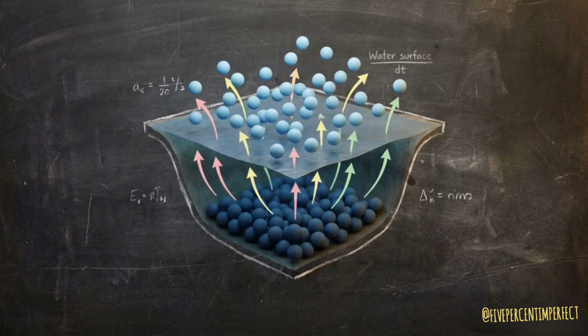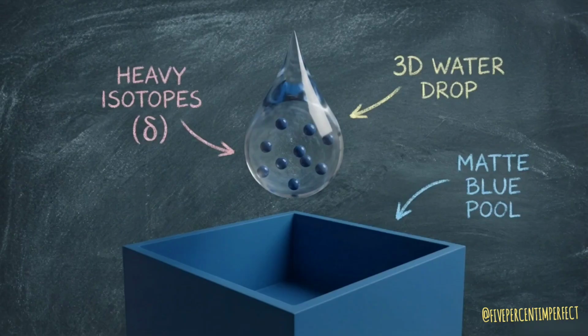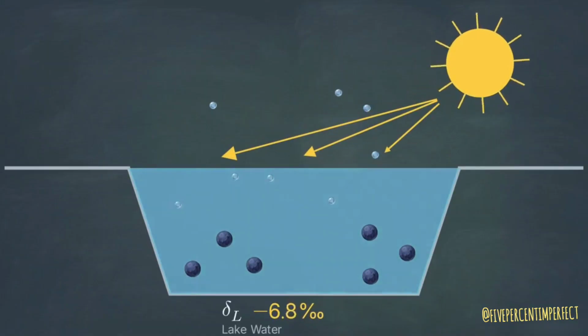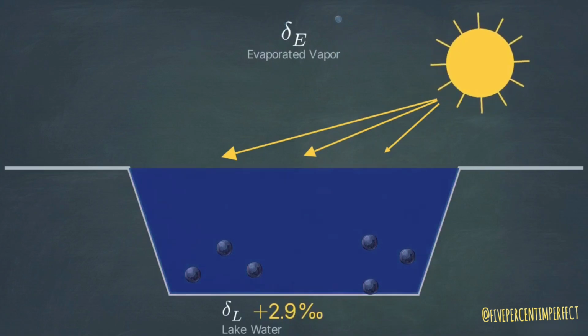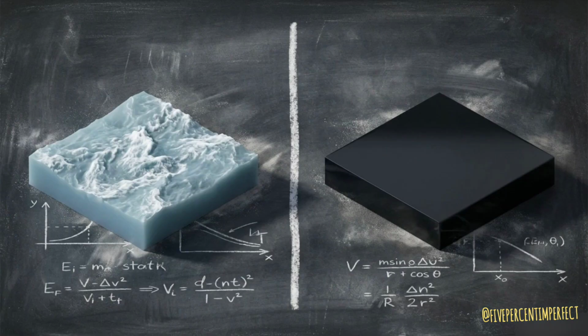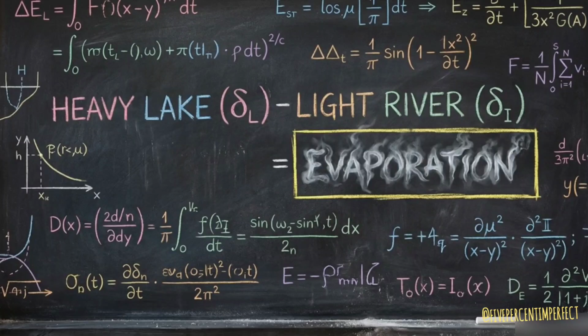This leads to the second rule. Because the process only removes the light molecules, heavy isotopes like oxygen-18 and deuterium are left behind in the liquid. As the sun strips away the light vapor, the remaining lake water becomes concentrated with heavy isotopes. The incoming river is isotopically light. The lake is heavy. The mathematical difference between those two numbers provides the exact footprint of the evaporation rate.